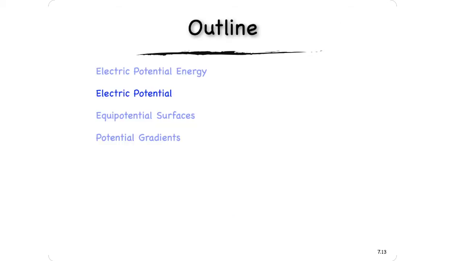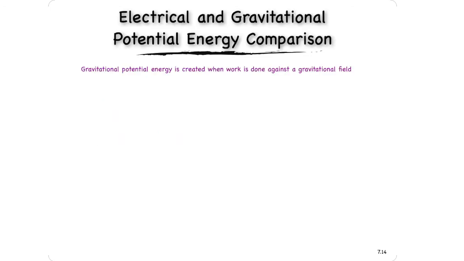Okay, so that's potential energy. In electricity and magnetism, we don't really work directly with potential energy very often, but we work a whole lot with something called electric potential, which is very closely related. So I want to go back to something that's more familiar, which is gravity, and talk about the relationships between gravitational potential energy and electrical potential energy. And this will help us motivate what this electric potential is.